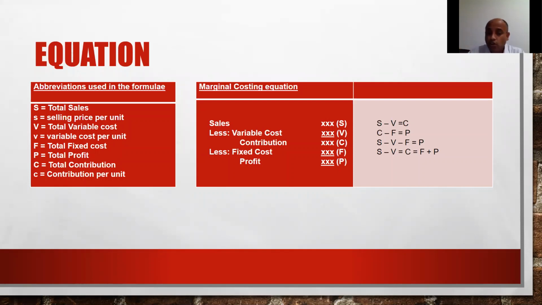P, profit, can also be used either way, capital P and small p, but small p is not important for us. Total profit is capital letter P. C is contribution per unit or total contribution. When I use capital letter C, it is total contribution. When I say small letter c, it is contribution per unit.